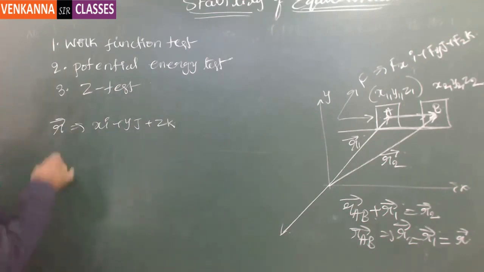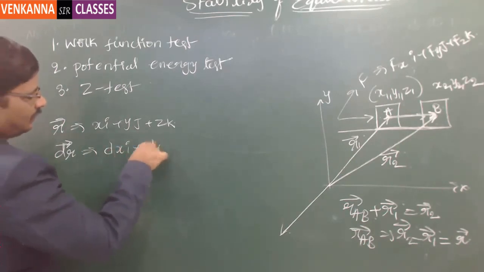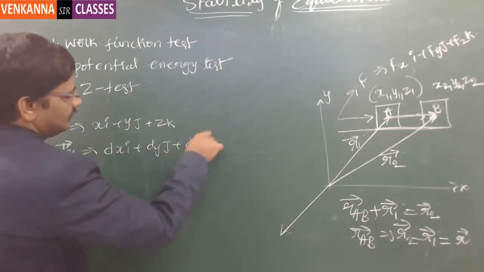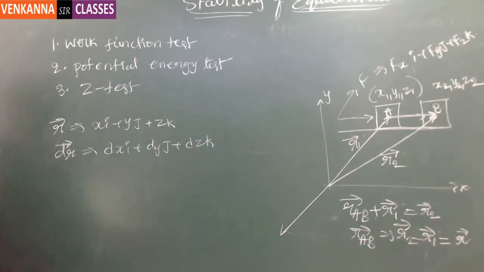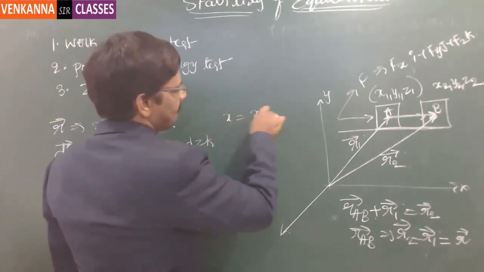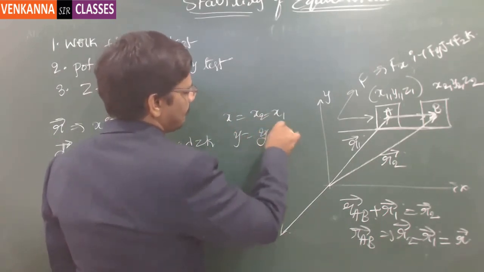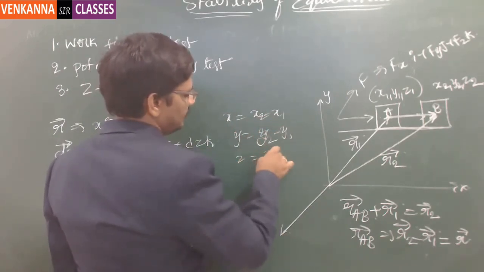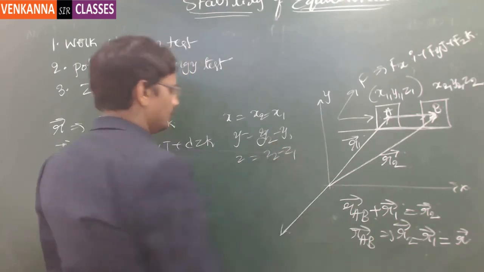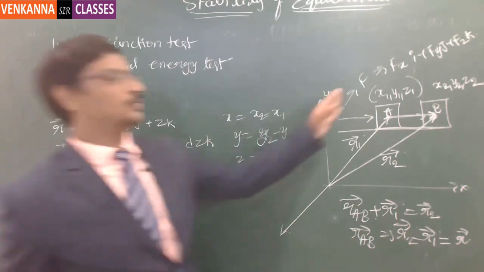Actually if you put it, then dr can be treated as dx into i plus dy into j plus dz into k, right? Where x is nothing but x2 minus x1, y is nothing but y2 minus y1, and z is nothing but z2 minus z1. So here this is the dr vector and this is a force vector.